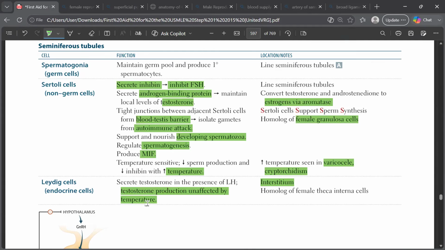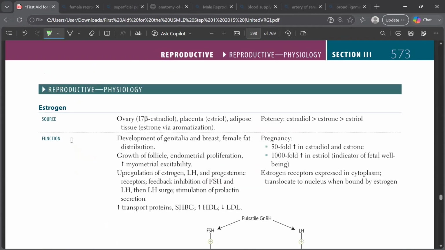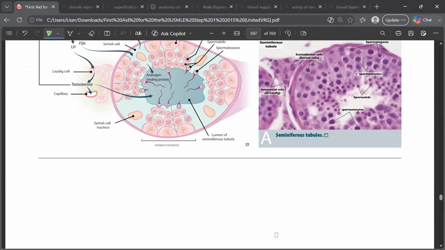So Leydig cells form the interstitium and they are the homologue of female theca interna cells. Sertoli cells are the homologue of female granulosa cells, and granulosa cells produce estrogen, I remember, and Leydig cells are the homologue of female theca interna cells. So that was about our reproductive anatomy.